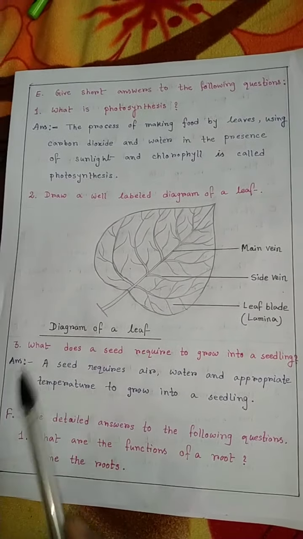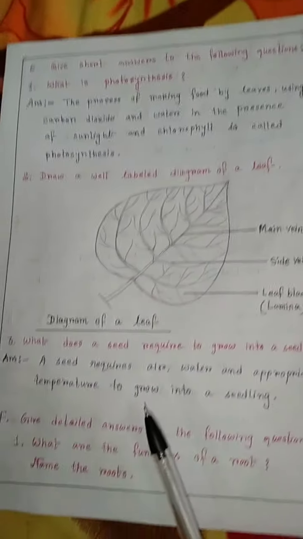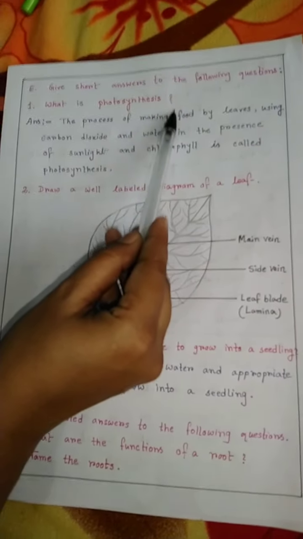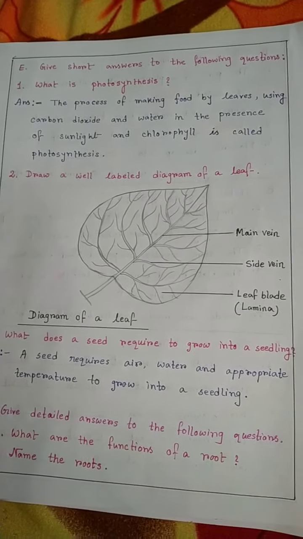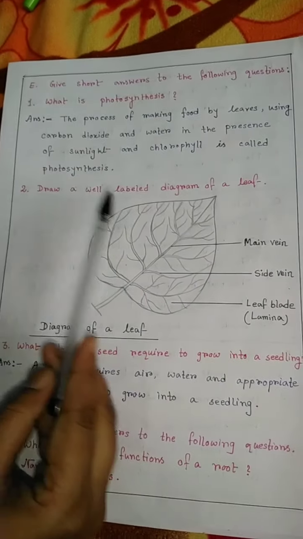Questions E and F are question answer. So you have to write in your EVS notebook. What is photosynthesis? The process of making food by leaves using carbon dioxide and water in the presence of sunlight and chlorophyll is called photosynthesis.